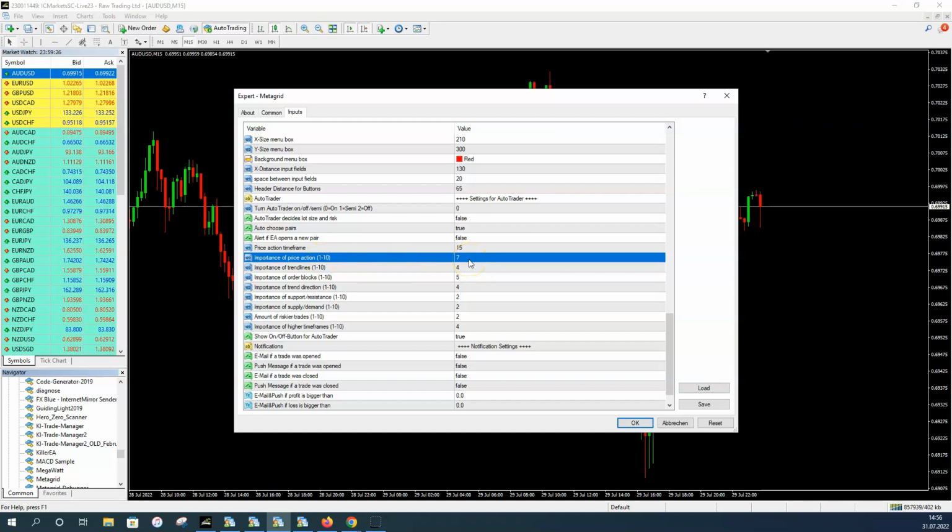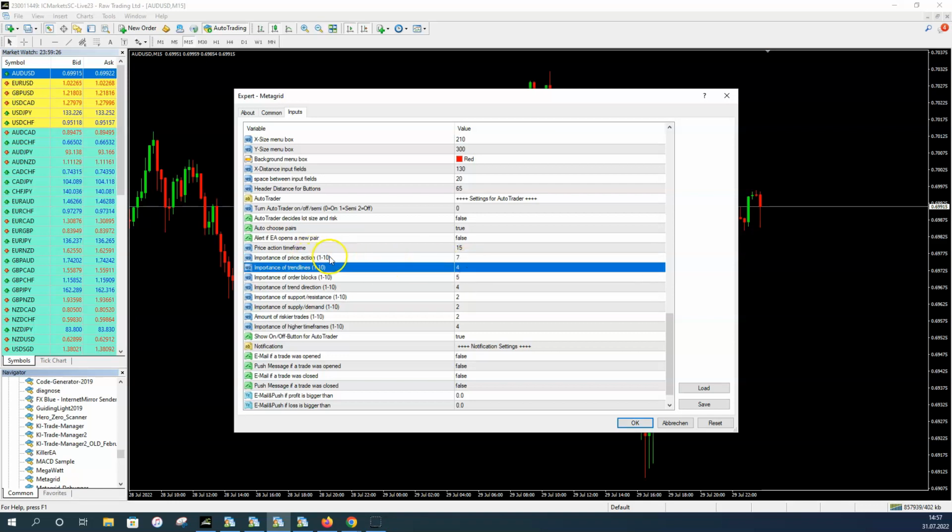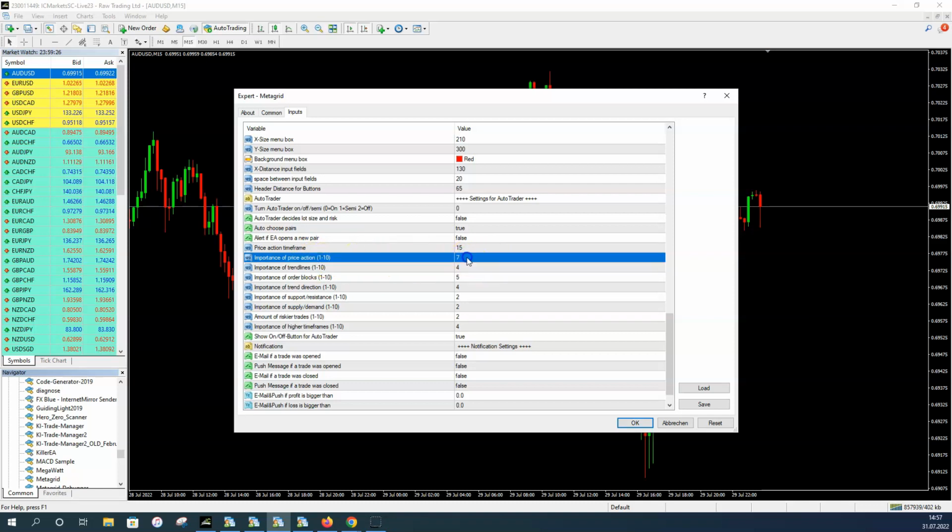If you say, okay, I don't like price action trades, I don't think they are so important, then you can maybe change it to 1, and then the EA will not look that much at price action. So even if the price action is bad, the EA would maybe take a trade. By default it's 7, so it's not the highest possibility. It's a very high number, but not the highest one. So 7 is the default, which I use. So the price action is, I would say, very important, but not at the highest possibility we have here. 10 is the highest number.